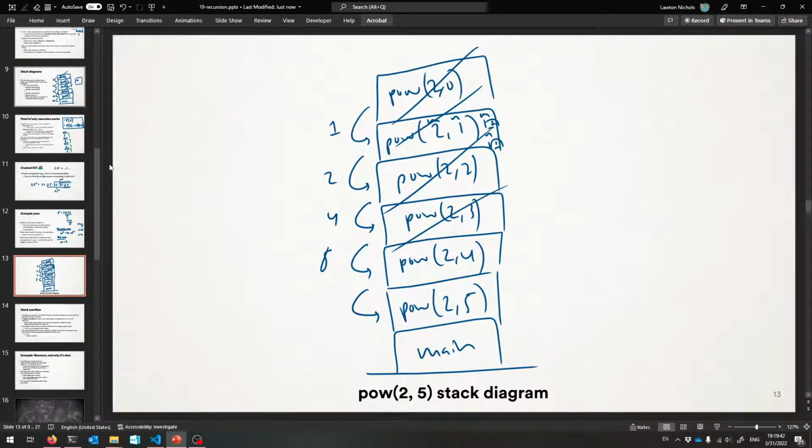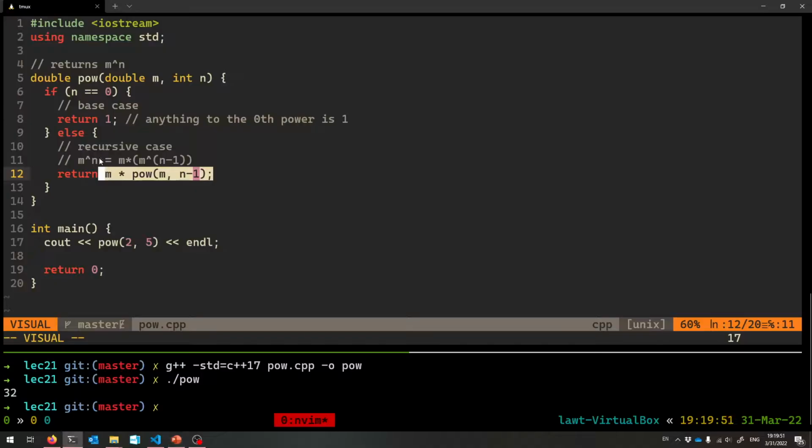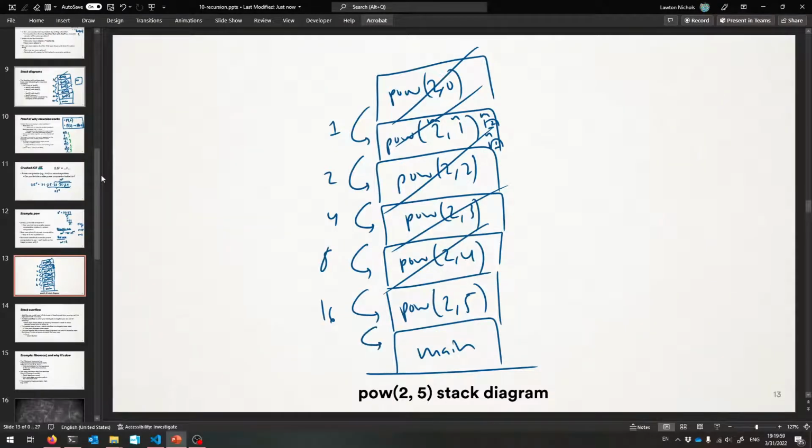So we give back 2 times that, which is 16. And we're done. Back to pow of 2 and 5. That is finally what we really wanted the answer for. Again, it was waiting right here on 2 to the 4th. It got the answer back. The answer was 16. It could multiply its 2 by that and give it back. Cool. The answer was 32, and that's why main is printing 32.